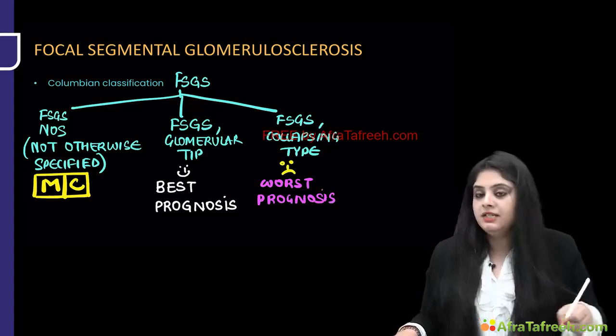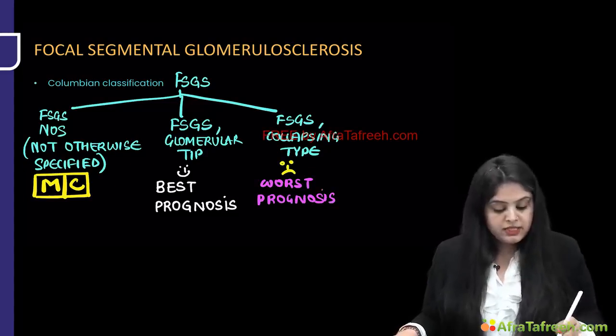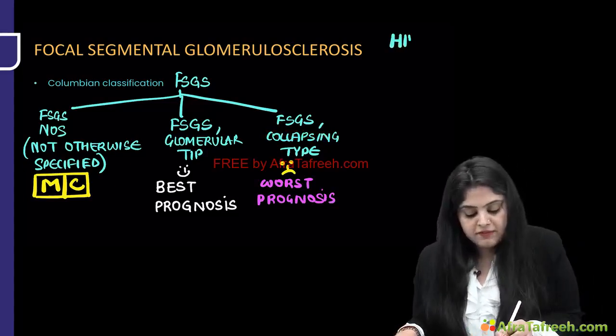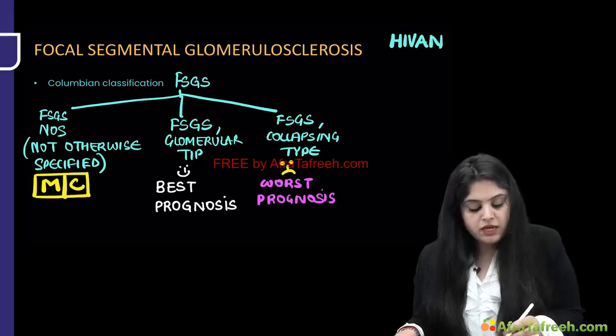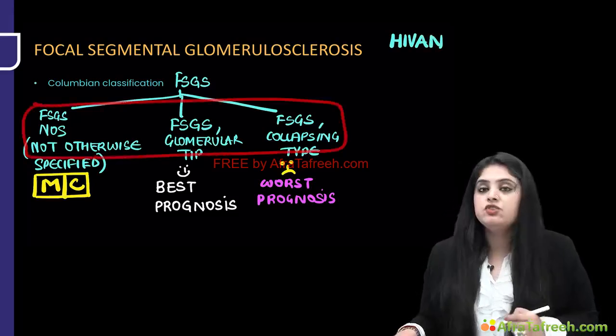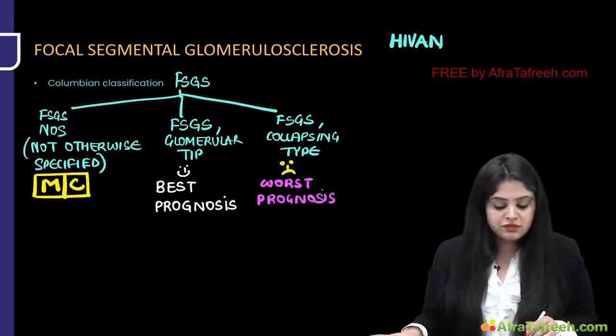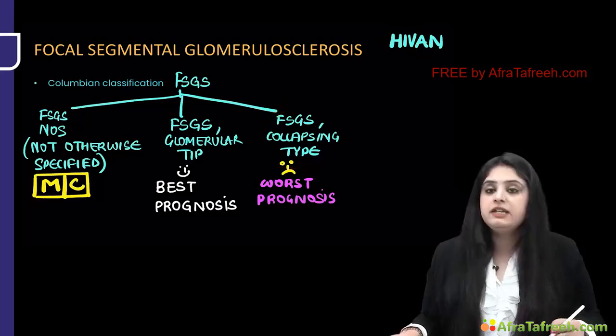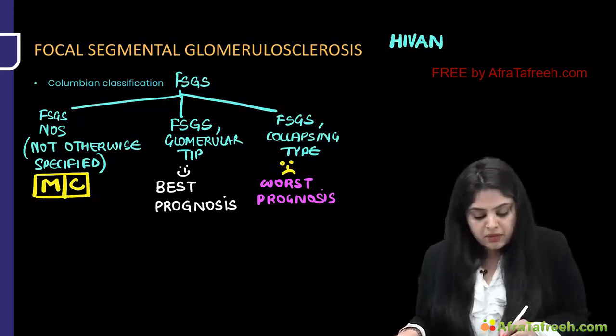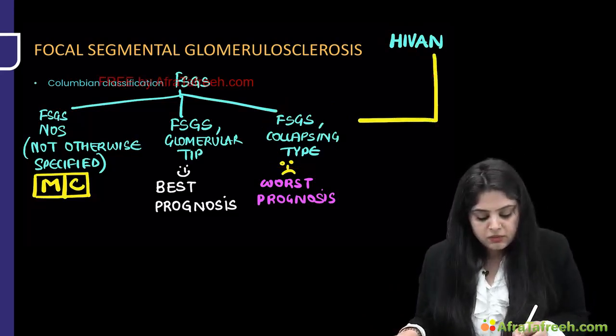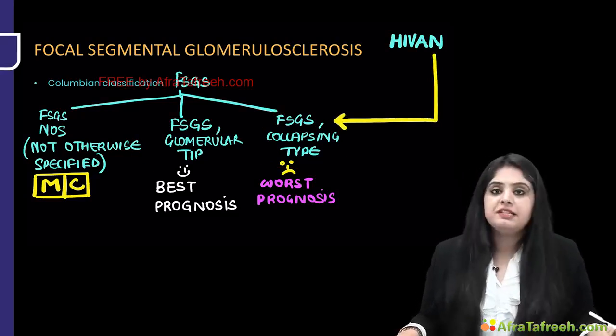So now I'll ask you an indirect question. What if you are dealing with a case of HIVAN? Which type do you think you are going to mark out of these? HIV is a very bad disease, bad prognosis disease. So the kind of FSGS you would link it with is the bad one. So remember, HIVAN is associated with FSGS collapsing type.